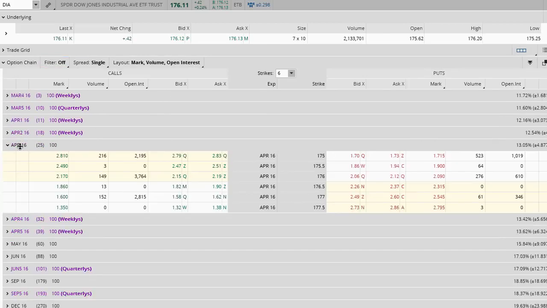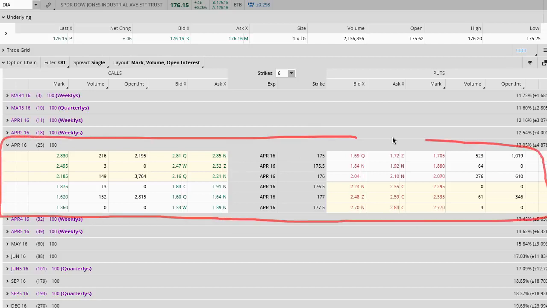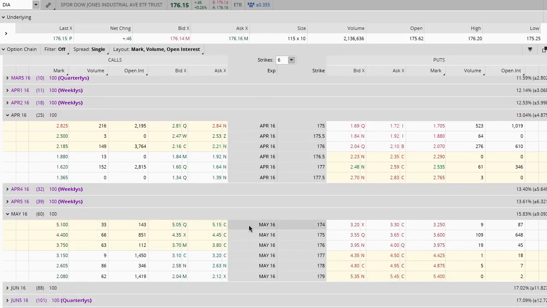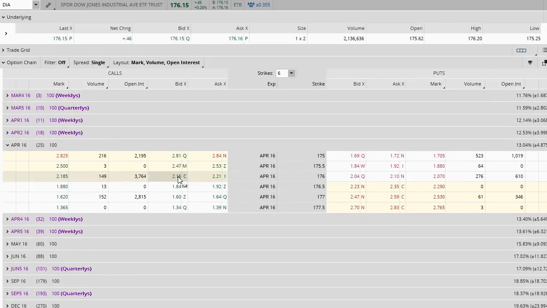If we wanted to go into, let's say, April options, all we're going to do is open up April, and you can see it just toggles open. Now we've got a lot more information on exact specific option contracts and pricing for April options. And again, there's just toggling open April. If we want to go into May, you can see those May contracts open up as well. But for right now, we'll just look at one particular set of contracts for DIA.